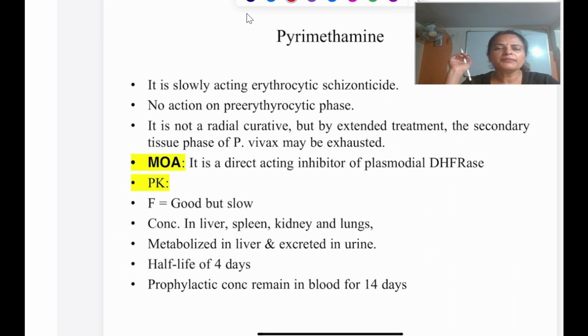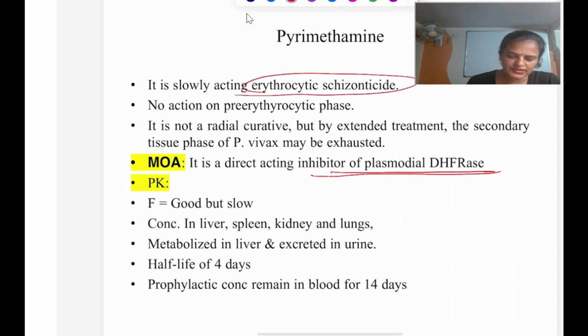So next is pyrimethamine. Pyrimethamine directly inhibits, there is no conversion, it does not undergo any cyclization. Other things are the same. So it is also a slow acting erythrocytic schizonticide. Like primaquine and tafenoquine which we just studied, they are not erythrocytic schizonticides. They are for the radical cure. They have gametocidal action. They act on the pre-erythrocytic phase. But these are only acting on the erythrocytic phase. No action on pre-erythrocytic, no radical cure.